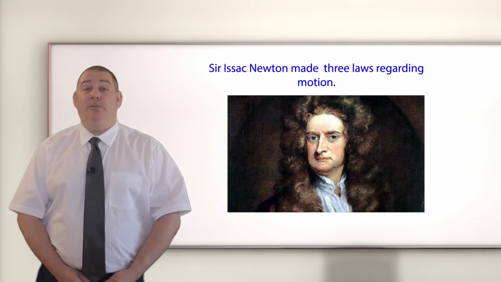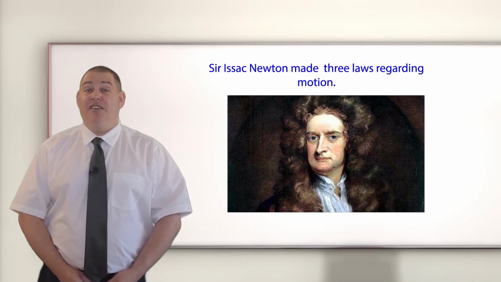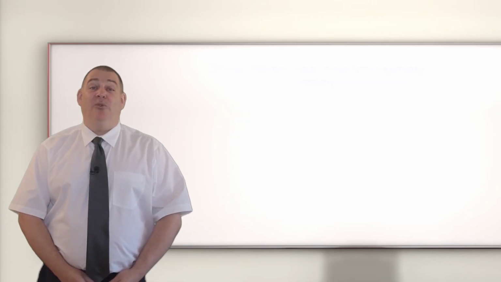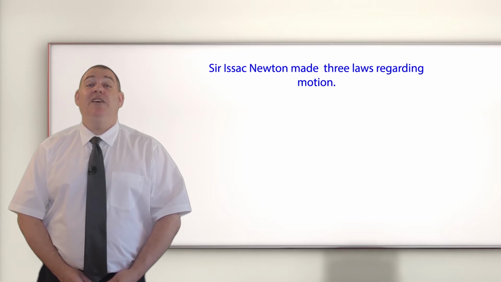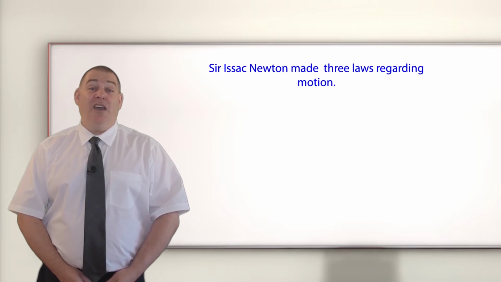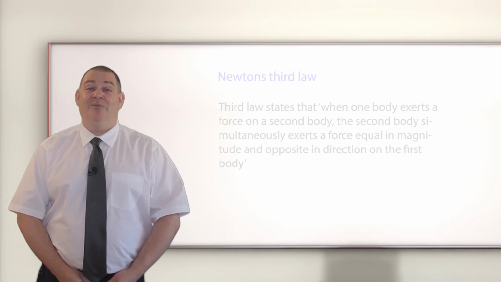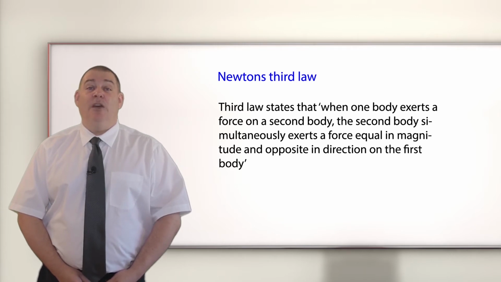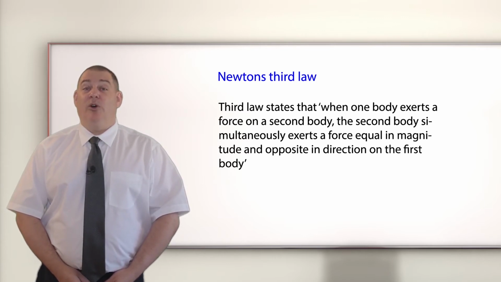I shall now go on to one of Britain's most famous physicists and mathematicians of the 17th century. As you may remember from your high school days, Sir Isaac Newton made up 3 laws regarding motion. It is Sir Isaac's third law we are interested in with regard to lift. His third law states that when one body exerts a force on a second body, the second body simultaneously exerts a force equal in magnitude and opposite in the direction on the first body. This law is also commonly referred to as the action-reaction law.